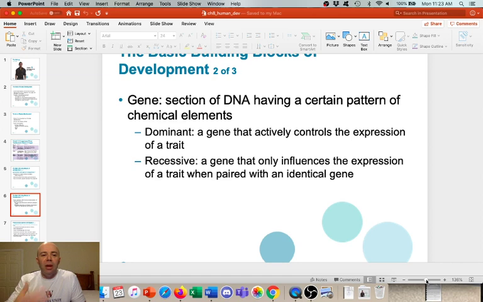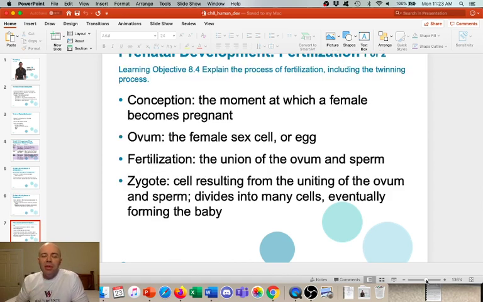And DNA runs the show, right? You have certain genes, some dominant, some recessive, that control expressions of various traits. Those traits can be physical or behavioral, or cognitive for that matter. But just know that genetics, DNA is one aspect of development, and we certainly look at dominant and recessive traits.